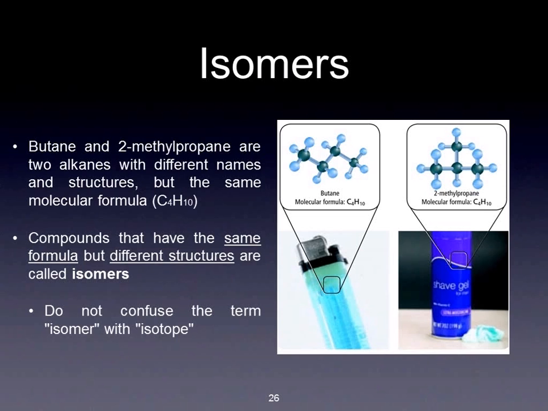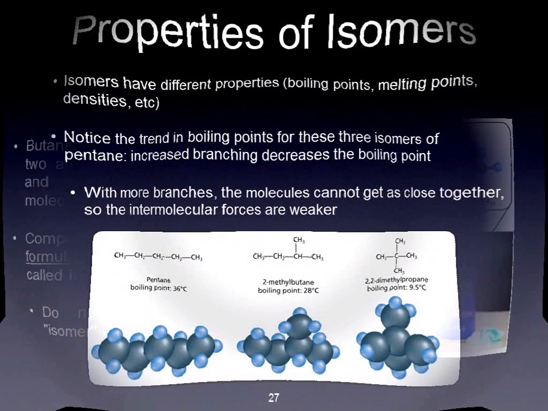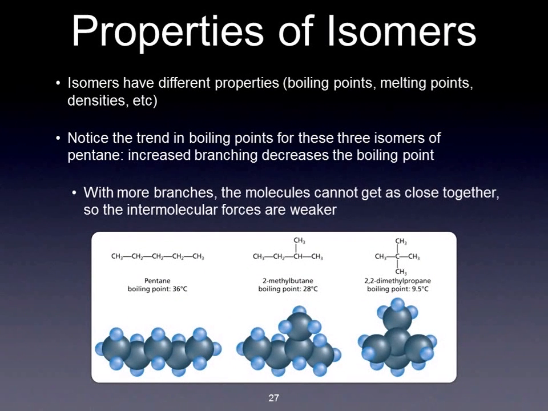Just because two molecules have the same molecular formula doesn't mean they're anything alike. You see here that butane on the left is a gas used as lighter fuel, but 2-methylpropane is a compound found in shaving gel. Even the boiling points, melting points, and densities of isomers differ.